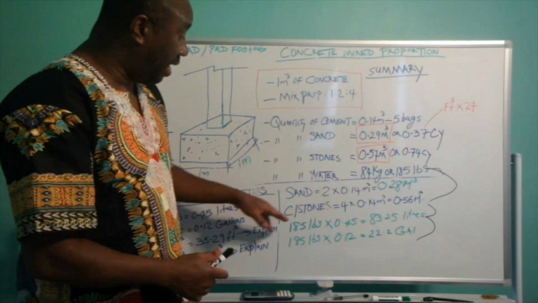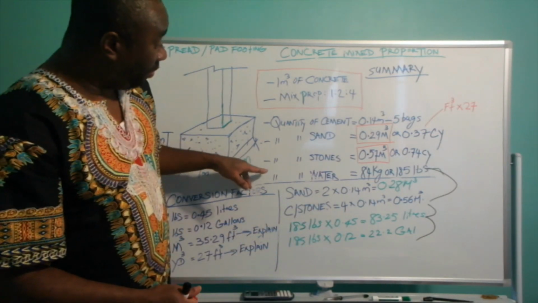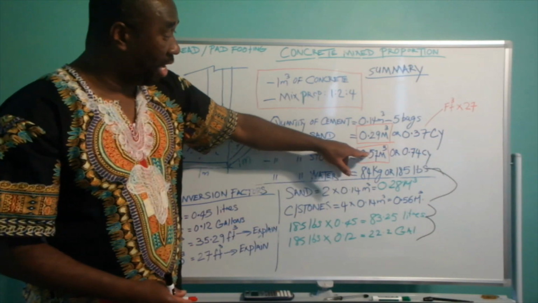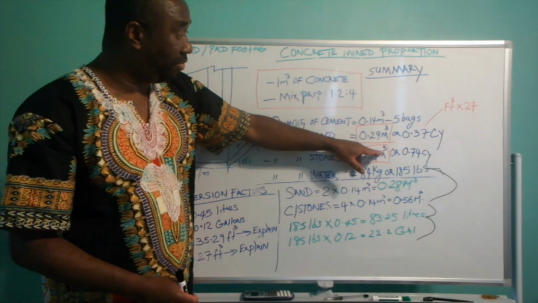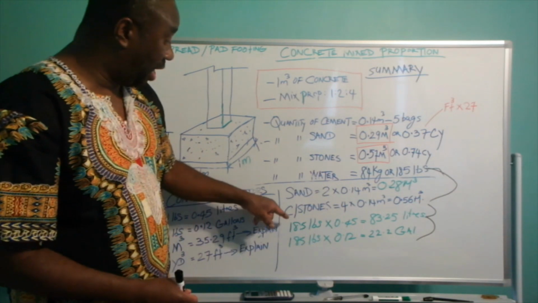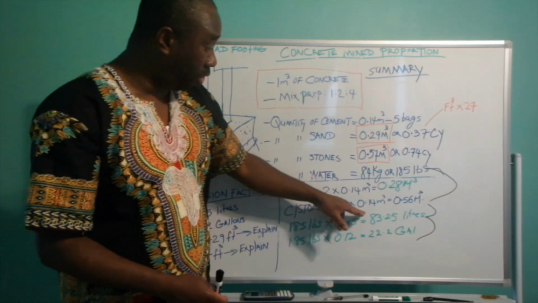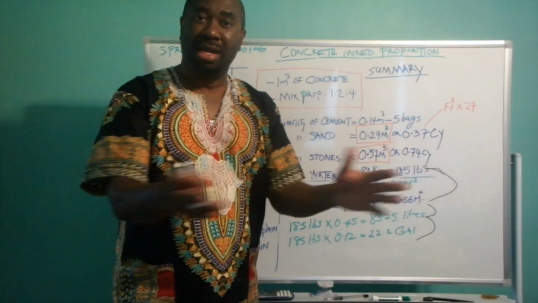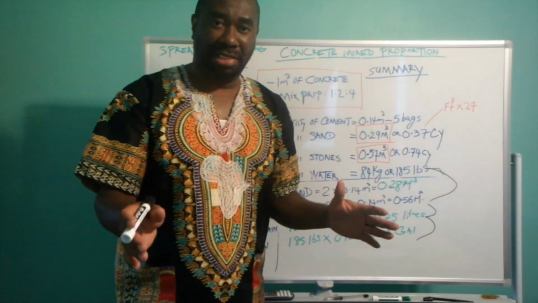And if you look at the volume of your stone from our previous calculation last week, it was 0.57 meter cube. And in the calculation for your stones in this instance, it is 0.56. Again, not much of a difference, a negligible difference.